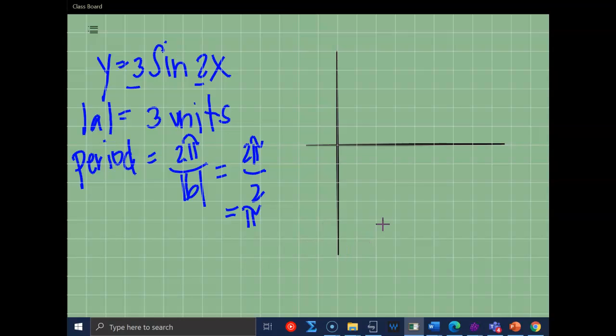Then we divide the period into 4 equal parts. Pi divided by 4 is equal to pi over 4. And then we shall divide the x-axis into 4 parts. We need to find the key points of this function. So this is the x-axis and this is the y-axis. Since the amplitude is 3 units, we count 3 units up for the maximum value. And the minimum value is negative 3. It's 3 units down, the midline.